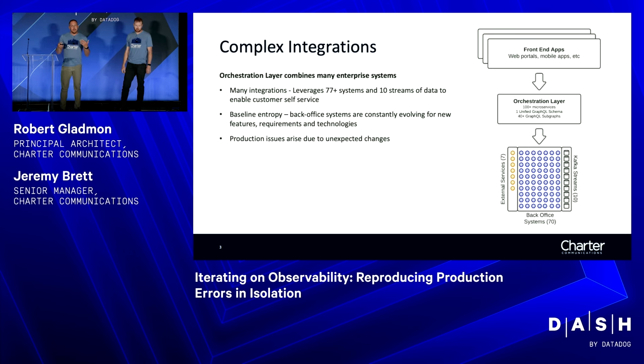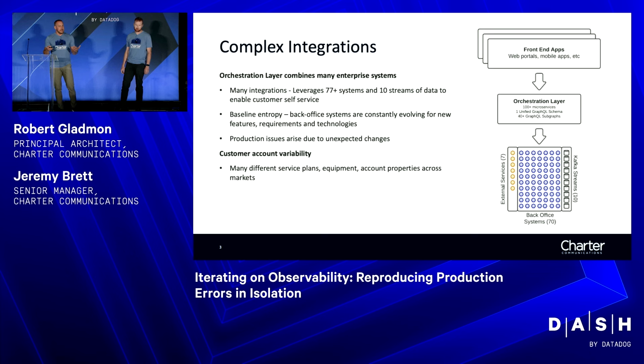For a little perspective, our orchestration layer team is about 80 developers in 8 teams. But when we talk to 70 different back office systems, there's hundreds of people involved there. There's a lot happening, and so there's space for human error.